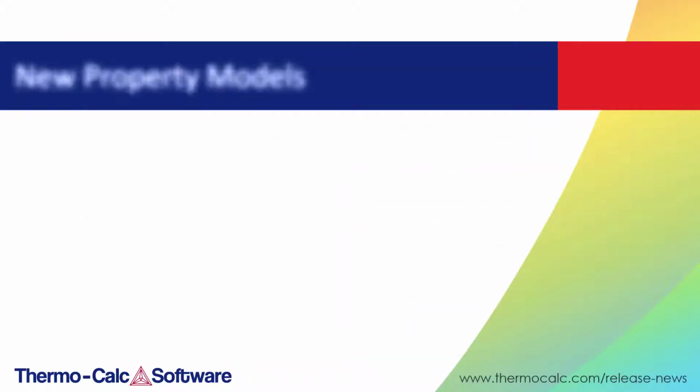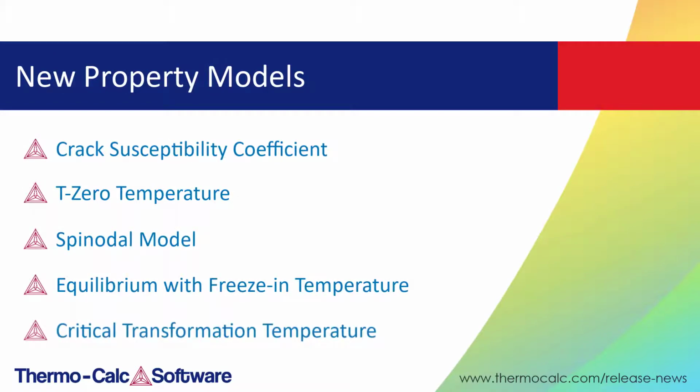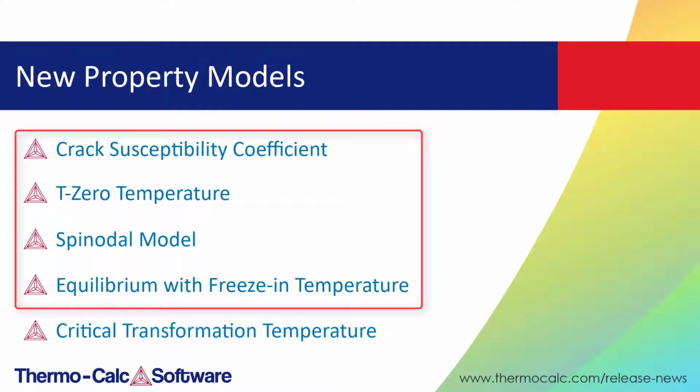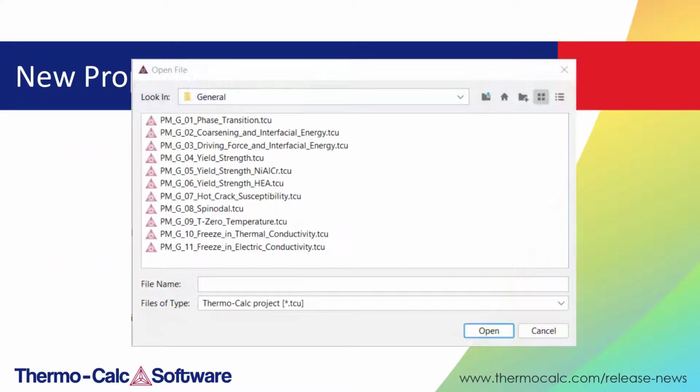ThermoCalc 2021A includes 5 new property models, in addition to Bainite: 4 general models, and 1 steel-specific model. All of the new models include an example demonstrating how they work.